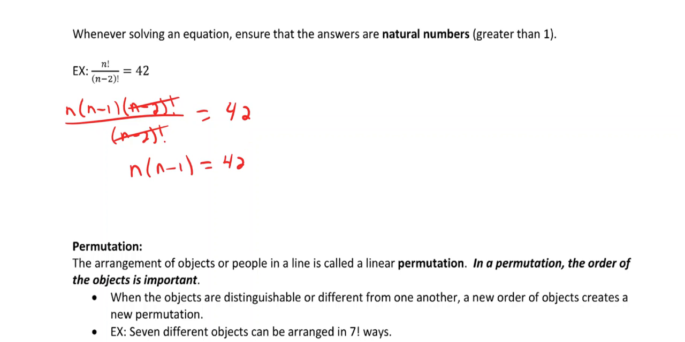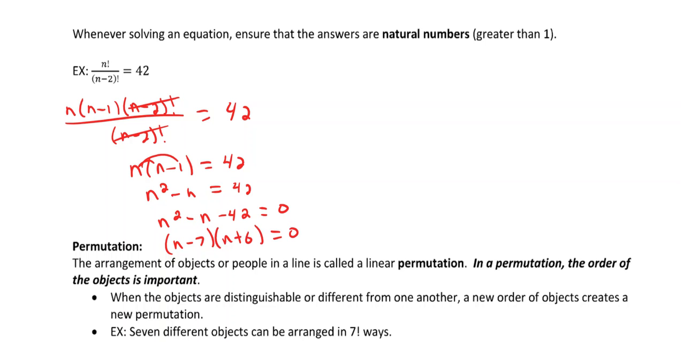And then you guys should be well aware how to solve for these now, right? So we expand those. So we get n squared minus n is equal to 42. So we get n squared minus n minus 42 is equal to 0. And then factoring this, we get n minus 7, n plus 6 is equal to 0. So n is equal to 7 from this one, and n is equal to negative 6 from this one.